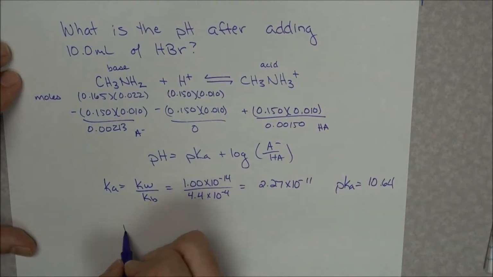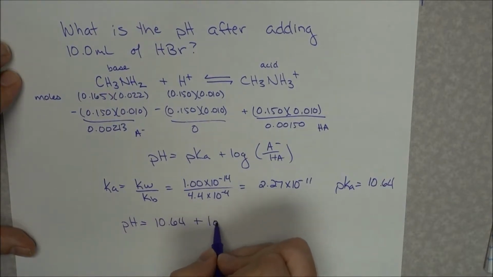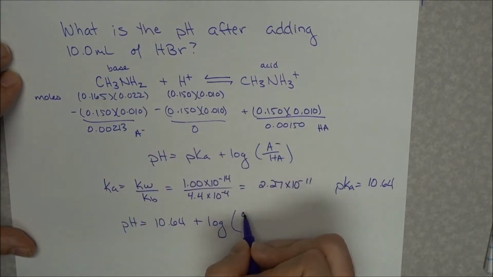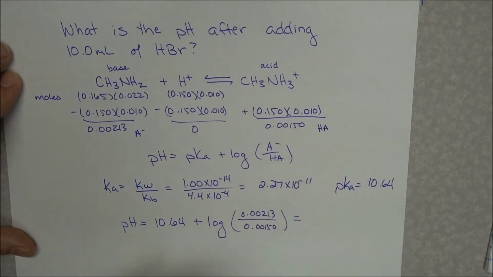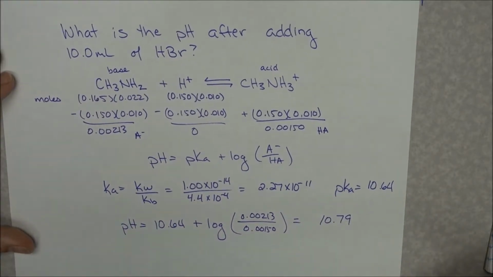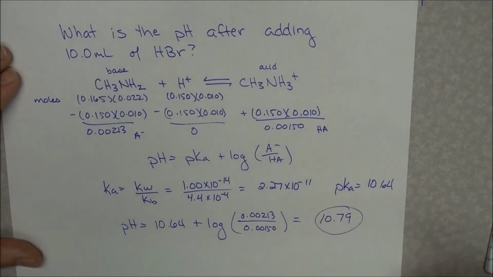Okay, so our pH is 10.64 plus the log of our base, 0.00213, over our acid, 0.00150. Run that through our calculator and we get 10.79. That is a lower pH than what we started with, and that should make sense because we've added some acid.